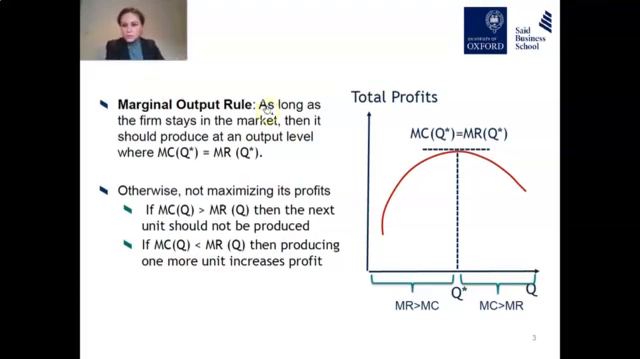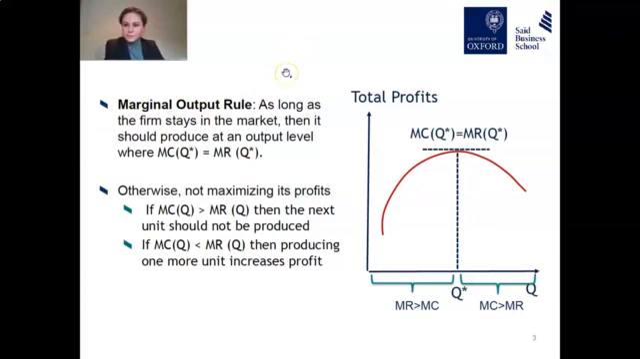The marginal output rule tells us, let's read it here, as long as the firm stays in the market. Always keep that in mind, okay? We're going to come back to this. This output rule doesn't tell us the entry and exit condition for a firm. It tells us if the firm decides to stay in the market, then it can obtain the highest possible profits if it produces an output level where marginal cost is equal to marginal revenue. That's why it's called the marginal output rule.